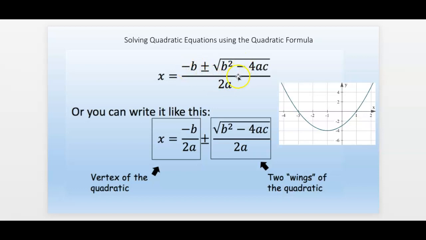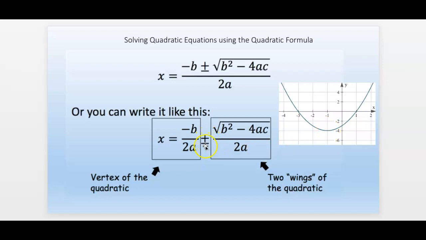But we can take it and divide it into two terms by just taking this 2a and putting it under the negative b, and the 2a and putting it under the discriminant. So it looks like this. Guys, if you remember, x equals negative b over 2a, that is the vertex of the quadratic. That's right down here, the x-coordinate of the vertex is right here.